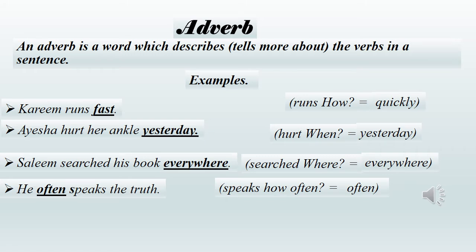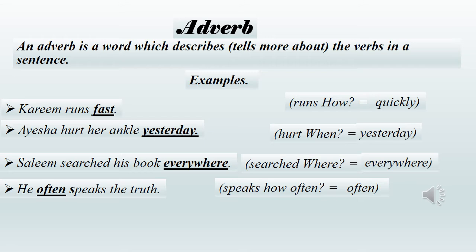An adverb is a word which describes, or tells more about, the verbs in a sentence. For example, Kareem runs fast. Runs how? Runs fast. Here fast is an adverb. Ashar hurt her ankle yesterday. Hurt when? Hurt yesterday. Here yesterday is an adverb.